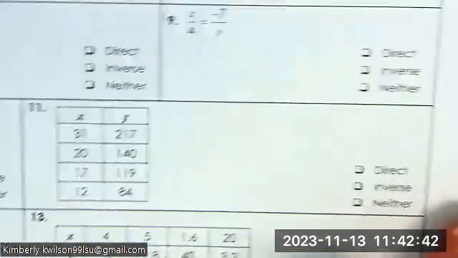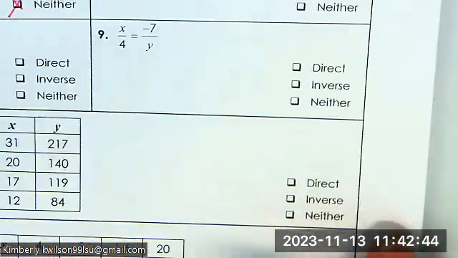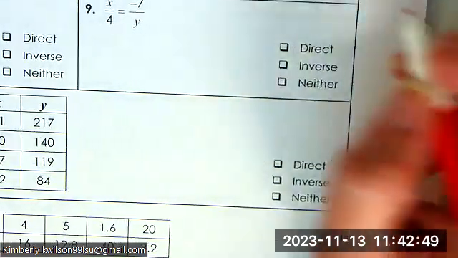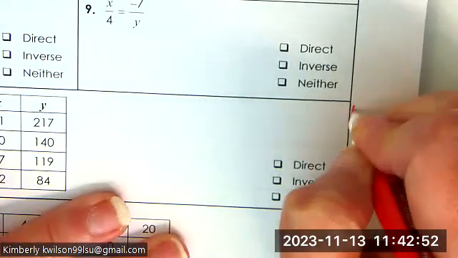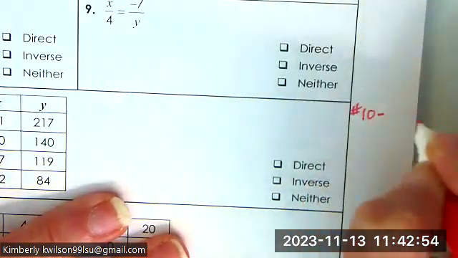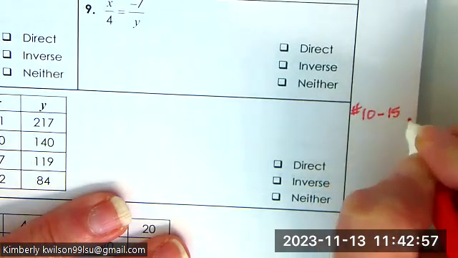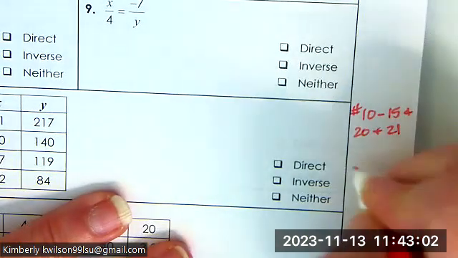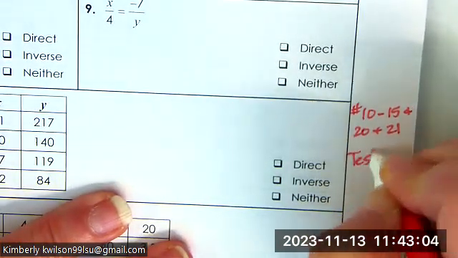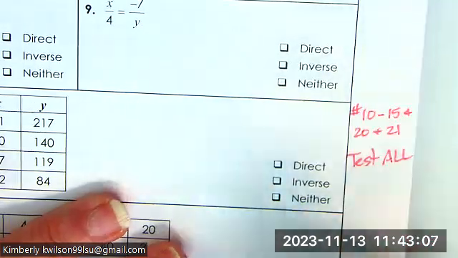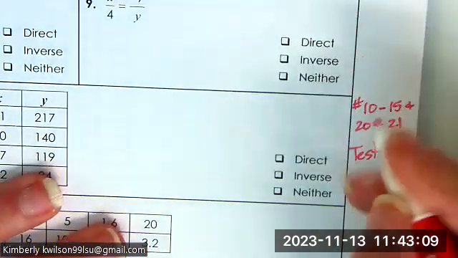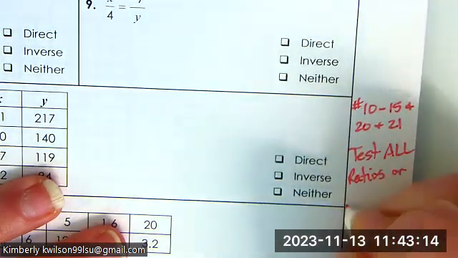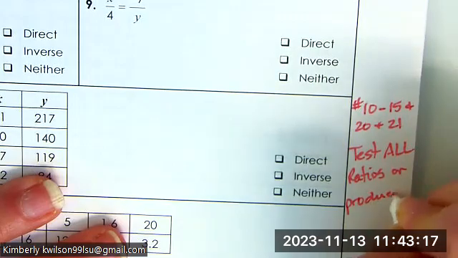Moving right along, let's look at the next section. For these, let's write a little note about what we would do for numbers 10 through 15, and then 20 and 21 as well. So this is numbers 10 through 15 and 20 and 21. So for this, test all ratios or products.